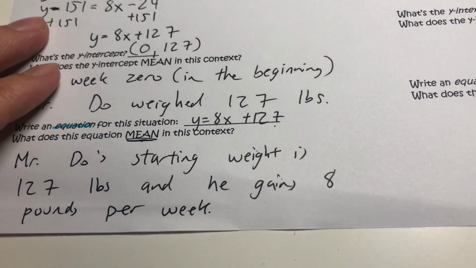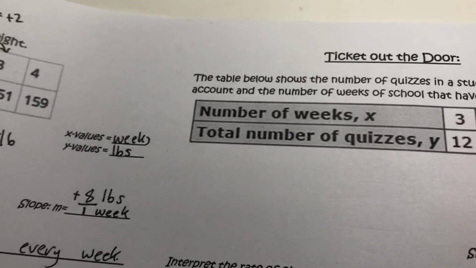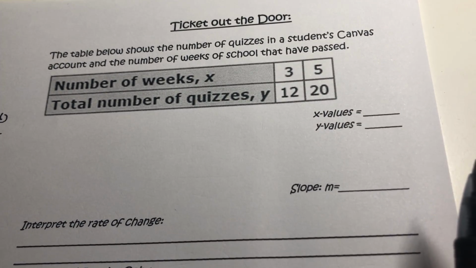Your ticket out the door will be to finish the right side. I will be checking this, and me or a student stamper will stamp this before you leave. Thank you.